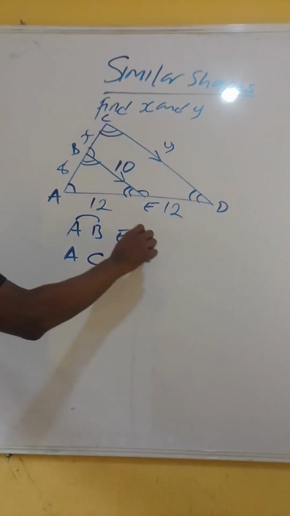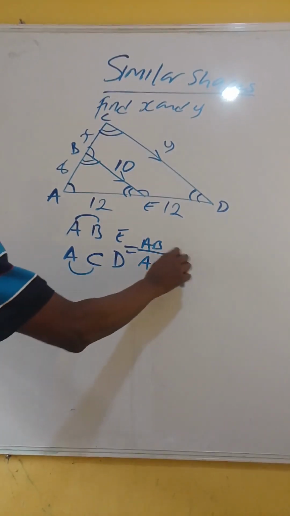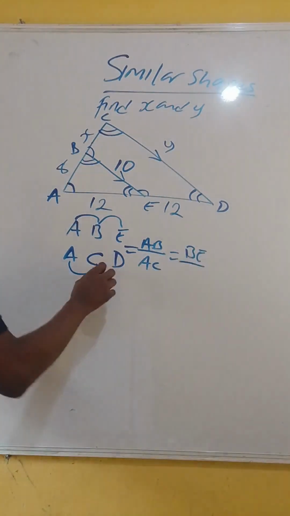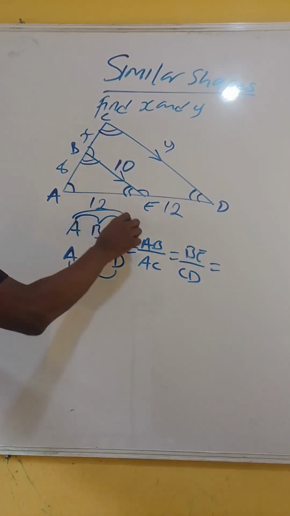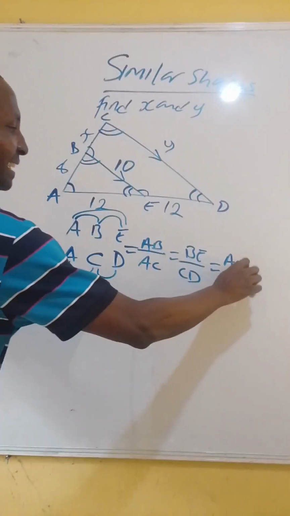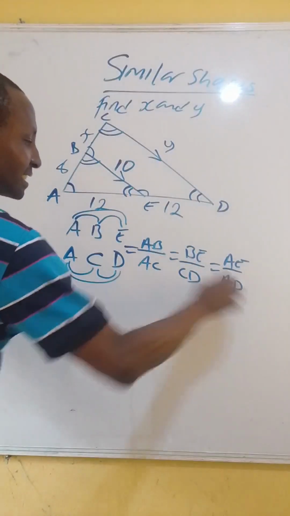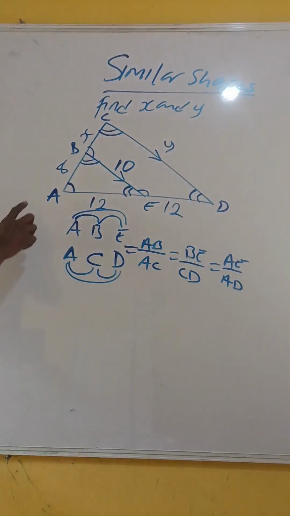AB over AC should give me BE over CD, equals AE over AD. You see that? Now let us go and locate the sides. AB. See my AB.